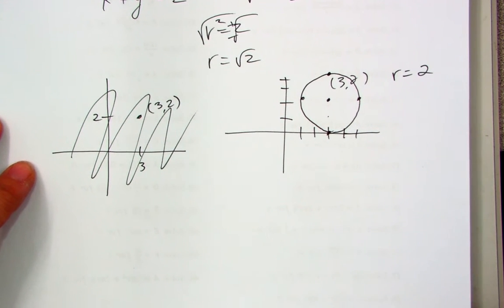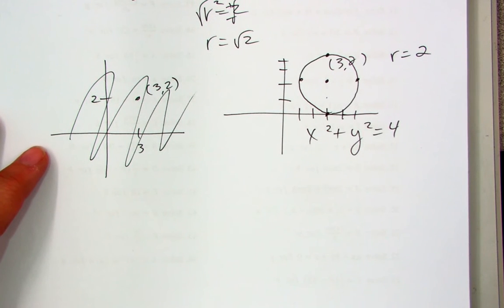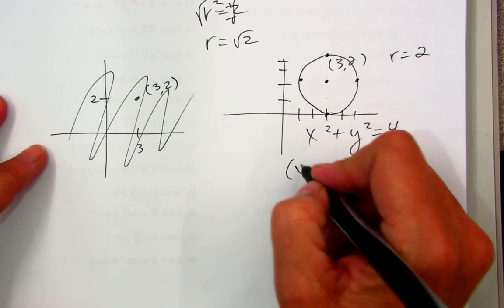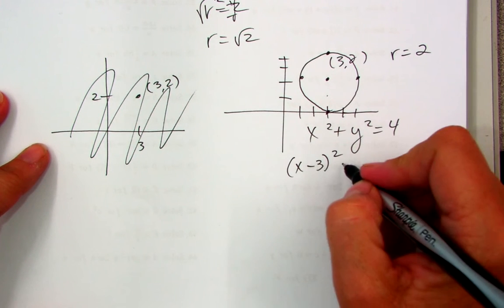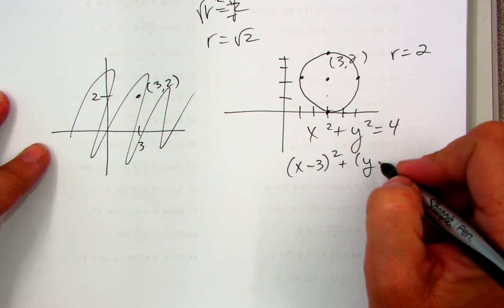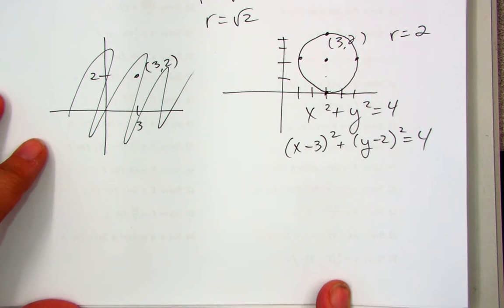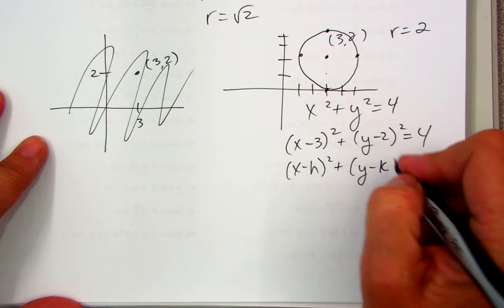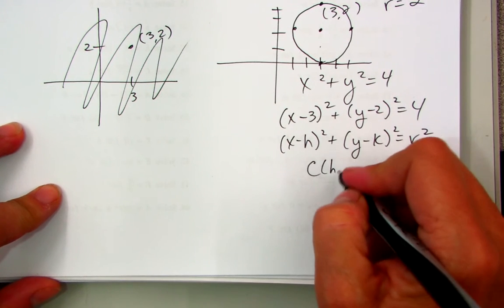Well, I know that if it was centered at 0, 0, that would be the equation. Except what I did is I translated it to the right 3 units, and then I translated it up 2 units. So in fact, that is now your new equation when it's centered at h, k.